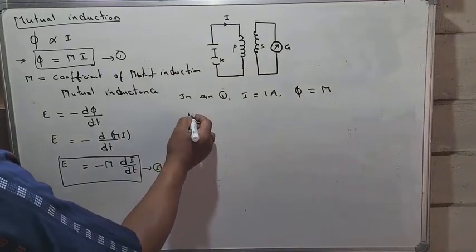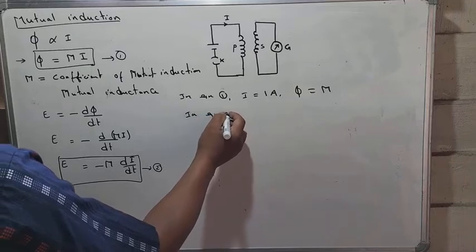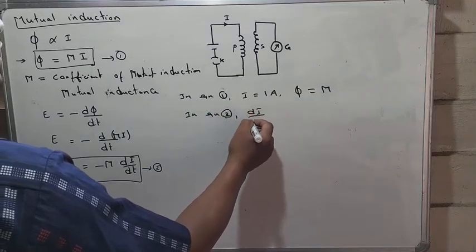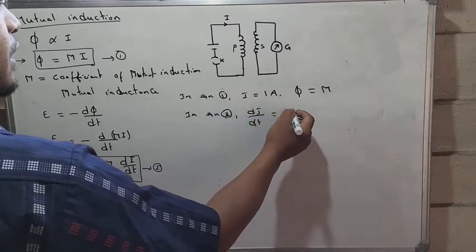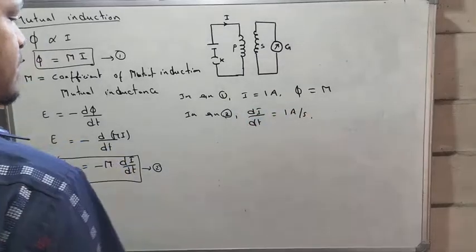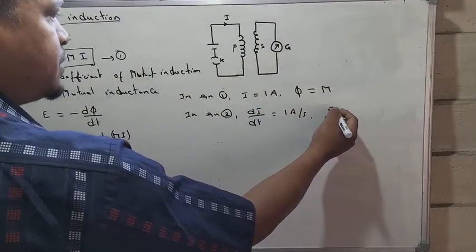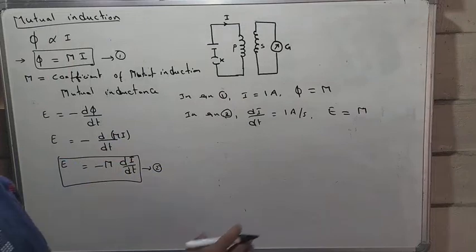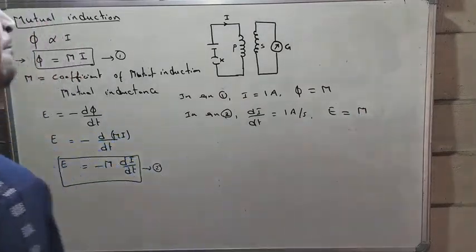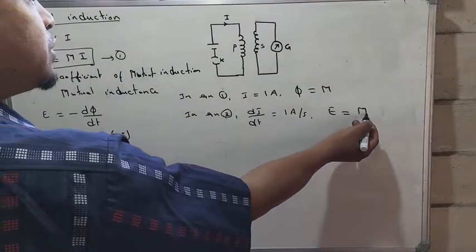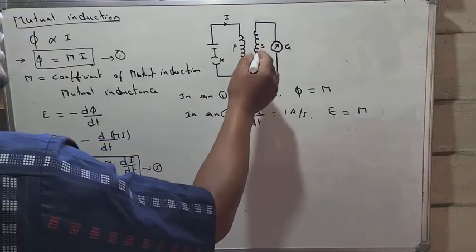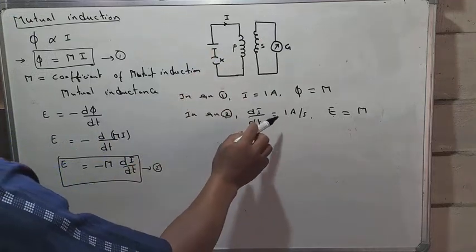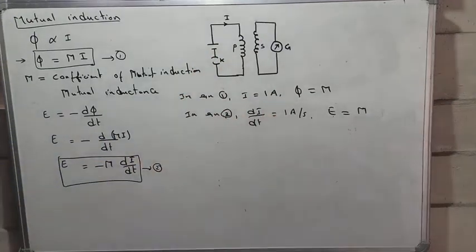Similarly, from equation 2, if I substitute di upon dt as 1 ampere per second, then what will happen to E? E is equal to M. Forget about the minus sign, take only the magnitude. So it means the mutual inductance is numerically equal to the EMF induced in the two coils when the current in the first coil is changing at the rate of 1 ampere per second.